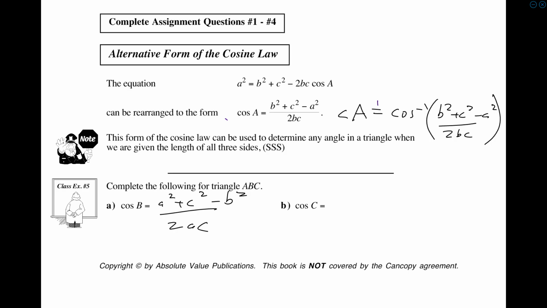Well, fair enough. Cos C is, wait, I don't trust me either now. B squared plus A squared minus C squared over 2AB. Whatever is the thing that stays subtracted. And that's just based on how we arrange it, right? Because when you're isolating for this, you're going to subtract this stuff away, then divide by this part. So the stuff that was positive becomes negative, and this stuff goes to the bottom.